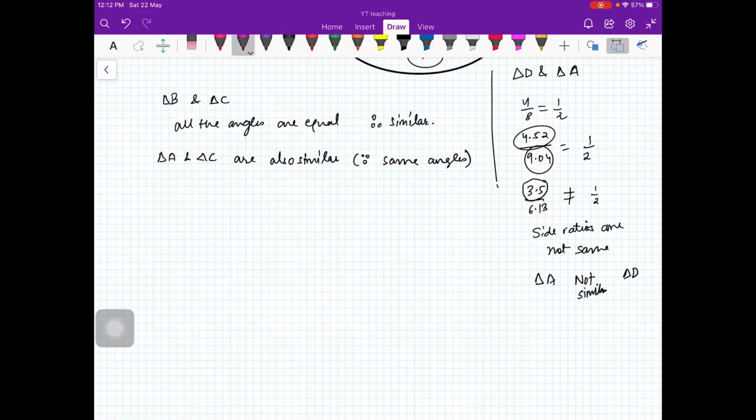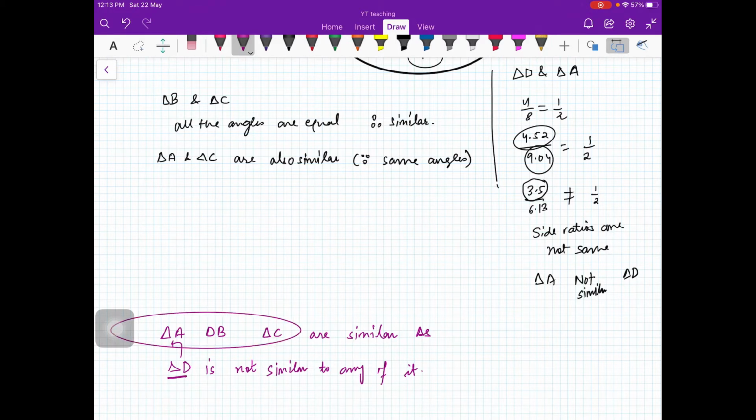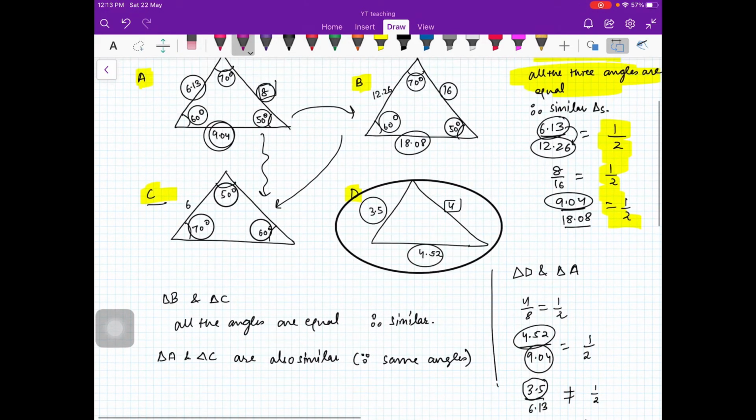So your final answer is triangle A, triangle B, triangle C are similar triangles, and triangle D is not similar to any of them. Why? Because you have just checked whether triangle D is similar to triangle A or not. But because these three triangles are similar and triangle D is not similar to triangle A, it is automatically concluded that triangle D is not similar to any of the triangles, right? So I hope you understand, students.